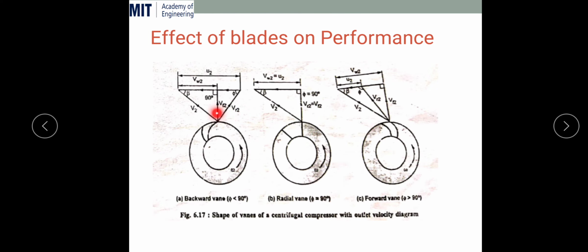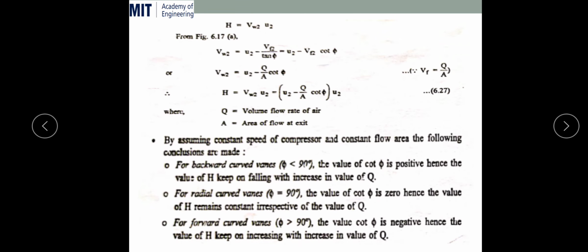Tan phi is equal to Vf2 upon U2 minus Vw2, and from this we will get Vw2 is equal to U2 minus Vf2 upon tan phi. 1 upon tan phi is equal to cot phi. So Vw2 is equal to U2 minus Vf2 cot phi. Again, Vf2 we can put by using the discharge formula. Discharge is equal to Vf into A, so we can put Vf2 is equal to Q by A.